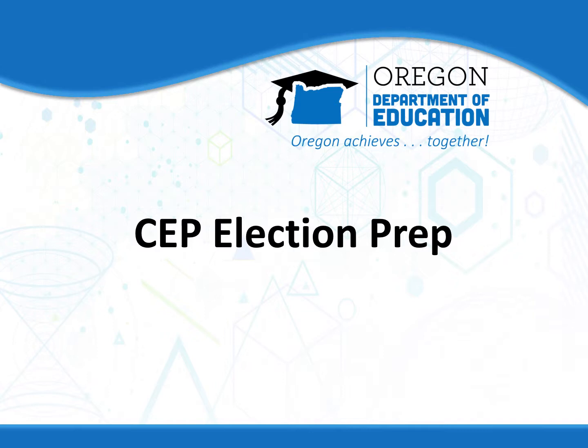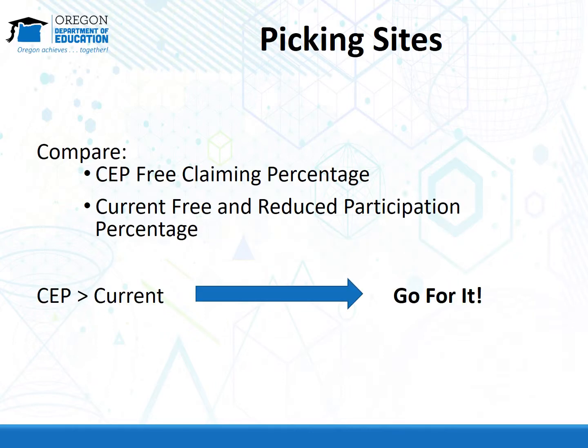CEP election prep. The first question to consider is: is my ISP high enough to make CEP worth it? Initially, a school food authority can use the May 1st CEP Annual Notification of Schools report and the participation percentage of lunches and breakfasts served to free and reduced eligible students from the same period.